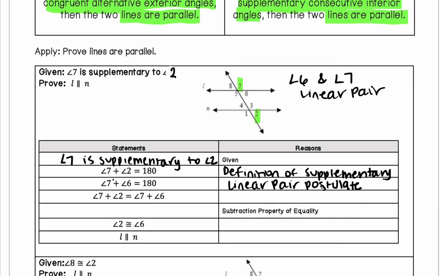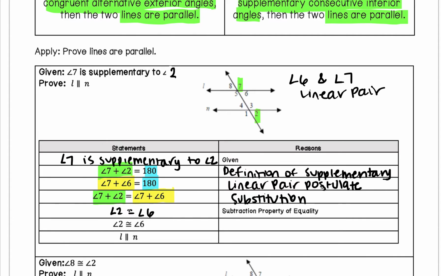In our next line, we can say that angle 7 plus angle 2 is equal to angle 7 plus angle 6. We're allowed to do that because they were both equal to 180, and we're using the substitution property to set them equal now. You could also say the transitive property here. Then I'm using the subtraction property of equality, which means I needed to subtract something. Well, the only thing that's on both sides of this equation to subtract would be angle 7. And if I do that, that would mean that angle 2 is equal to angle 6 because I'm just subtracting angle 7 from each side.